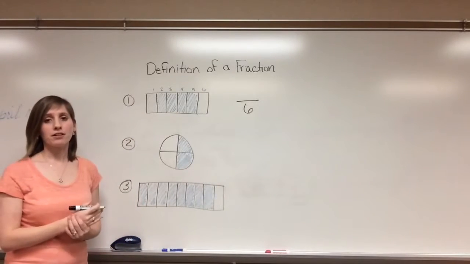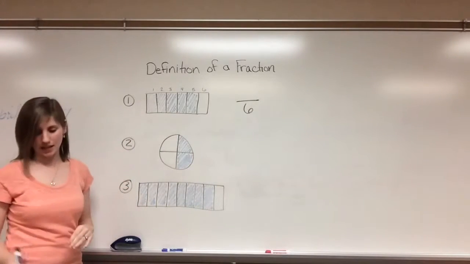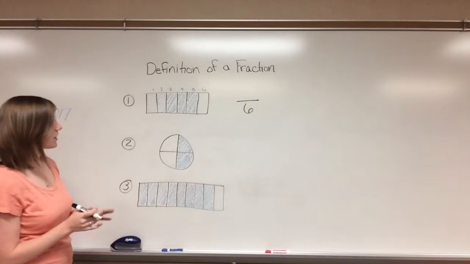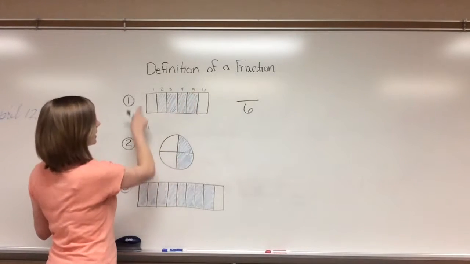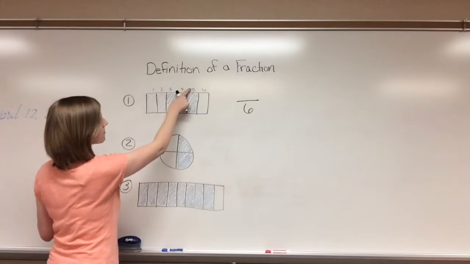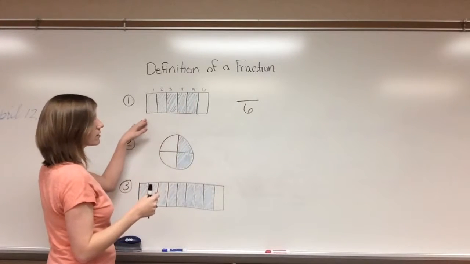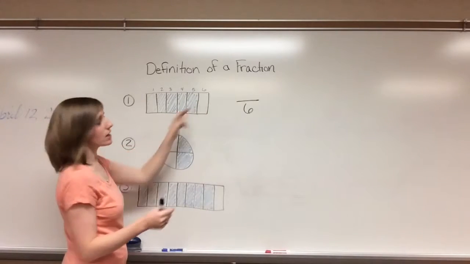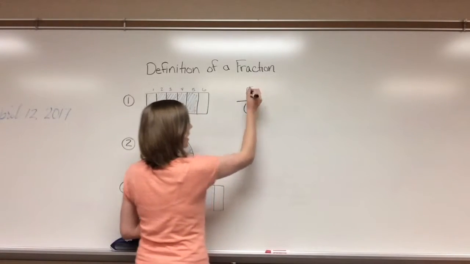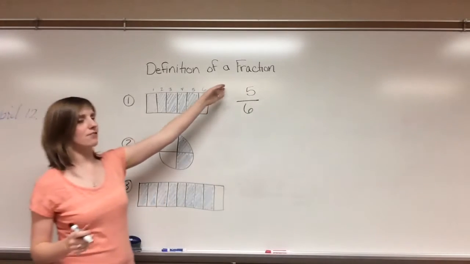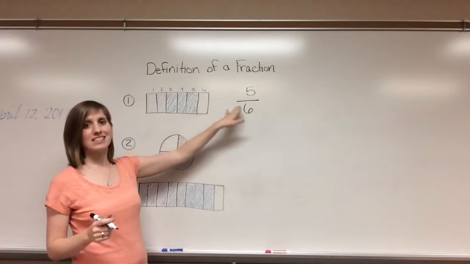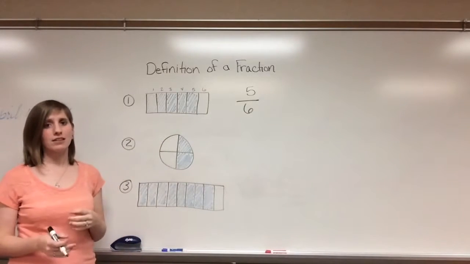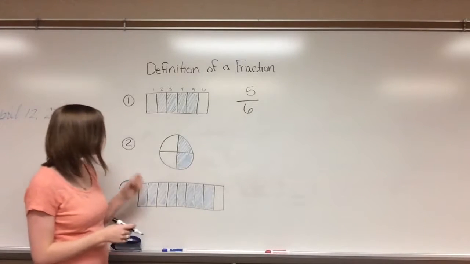After that, I need to know the part. The part is the portion that's shaded in. The directions ask us to figure out the shaded area, the fraction of the shaded area. So if I look at my shaded area, I've got my numbers up here already. There's 1, 2, 3, 4, 5 pieces that are shaded. So 5 out of the 6 pieces are shaded. So that means the part is 5. So my fraction for number 1 is 5 out of 6, so 5/6. Okay, that would be our fraction for problem number 1. Again, 5 out of the total 6 pieces. Let's look at number 2.